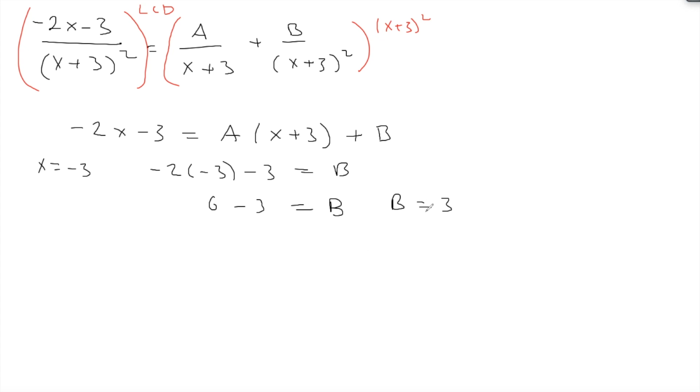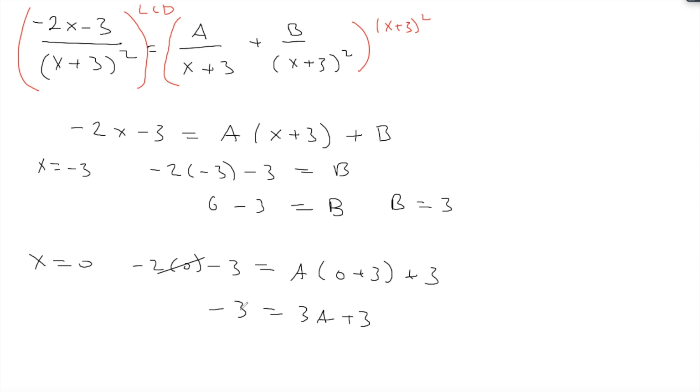And now that I have this, I'm just going to throw that right back in this equation. Then I can just make up an x and solve for a. So I'll let x equal 0. This piece drops out: negative 2 times 0 minus 3 equals a times 0 plus 3, and we know that b is 3. So that's gone. So we got negative 3 equals 3a plus 3. Move the 3 over, negative 6 equals 3a, or a equals negative 2. So there's our a and our b.